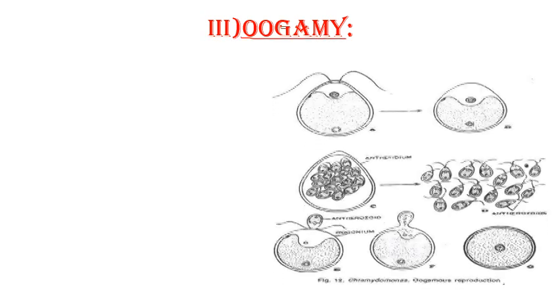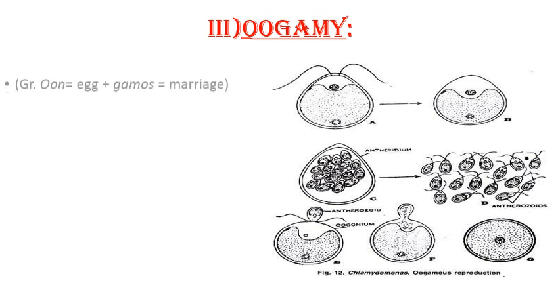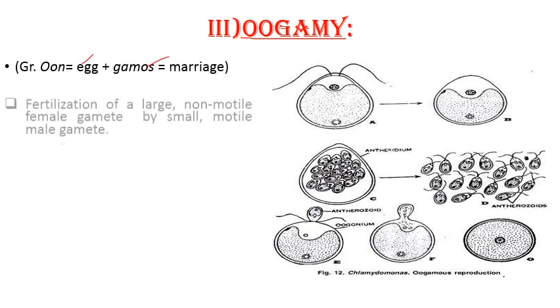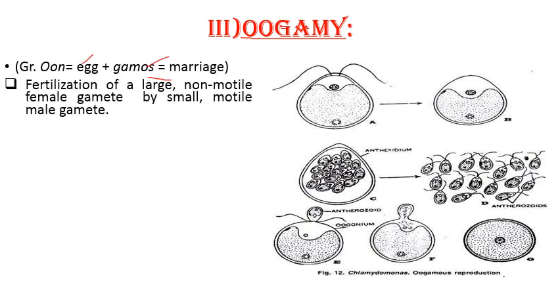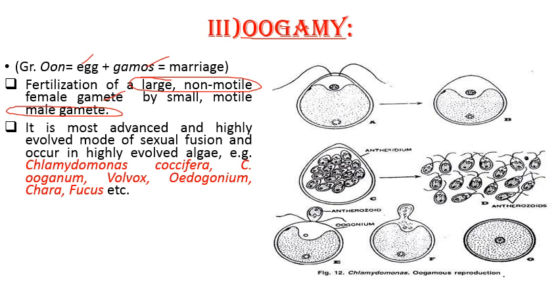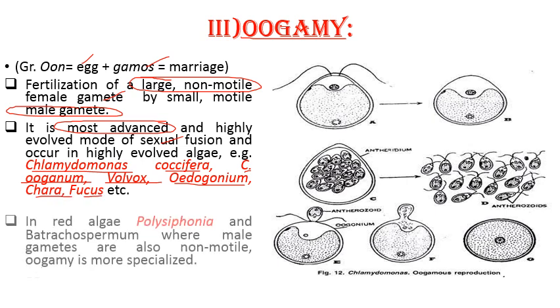Then the next type of sexual reproduction, which is oogamy. This is the most advanced or evolved type of sexual reproduction. Oo means egg, gamy means marriage. So oon means egg, gamos means marriage. So fertilization of a large non-motile female gamete, जिसे हम egg बोलते हैं, by a small motile male gamete. So this is the most advanced and highly evolved mode of sexual reproduction as occurs in highly evolved algae. For example, we have Chlamydomonas coccifera, then Chlamydomonas oogamum, दो species हैं Chlamydomonas की, Volvox में होता है, Oedogonium में होता है, Chara and Fucus.